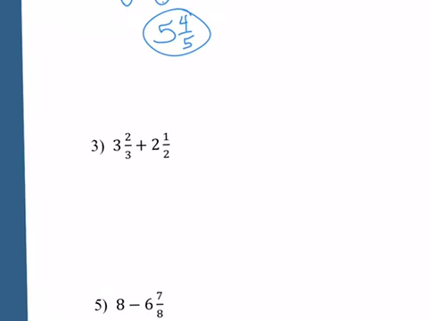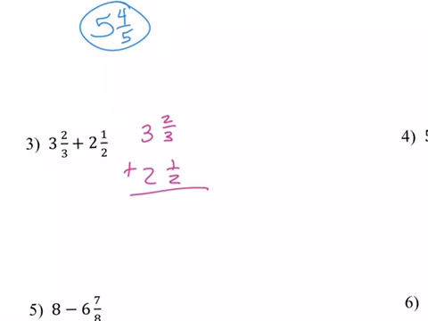Number 3, so I've got 3 and 2/3 plus 2 and 1/2. Again, since we've already kind of looked at these, I know my denominator should be 6. And then I'll scale those up. So times 3, times 3. So 1/2 becomes 3/6. 2/3, I can scale it up by 2. And so 2/3 becomes 4/6.